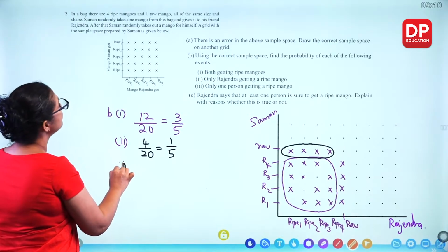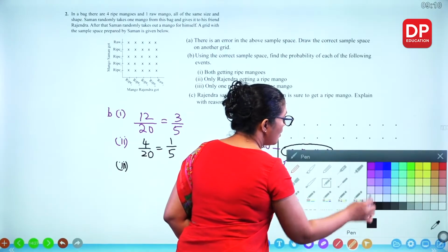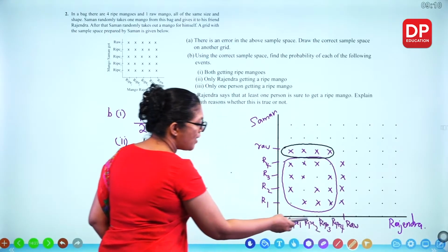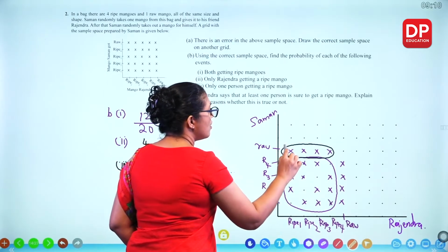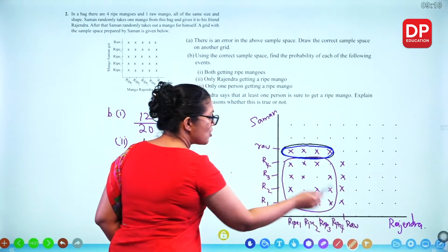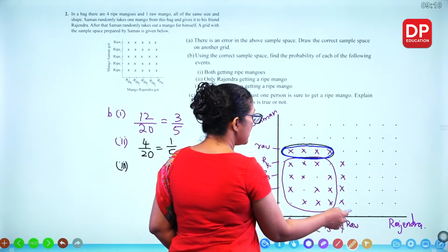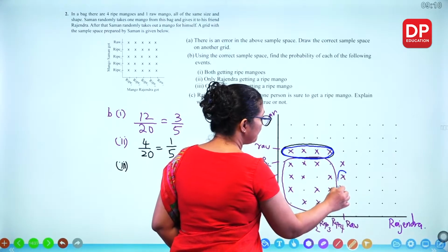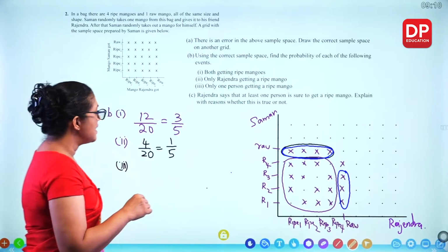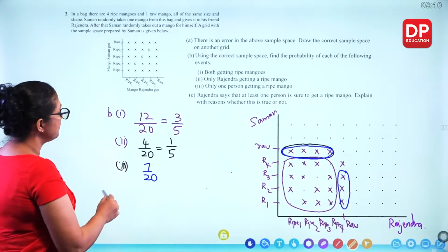Third one, only one person getting a ripe mango. If Rajendra gets a ripe mango, someone is not getting, or Rajendra is not getting the ripe one means someone is getting the ripe one. So altogether 4 plus 3, 7. 7 out of 20. Part C.